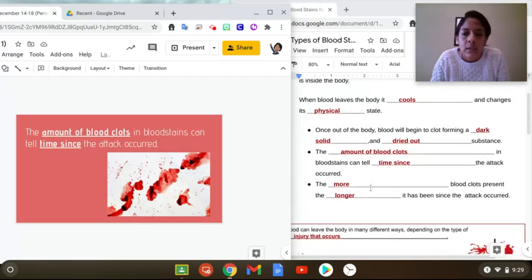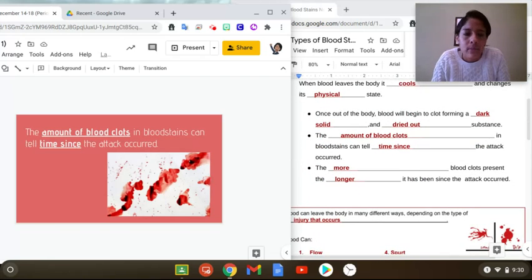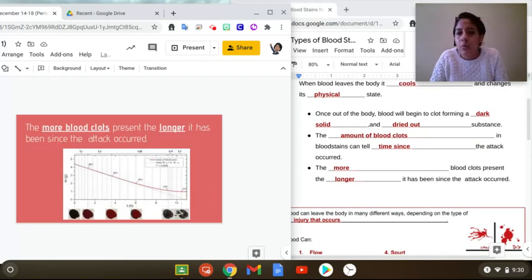Okay, and then the last one in this part here. So the more blood clots present in the blood, the longer it's been since the attack occurred. So we're going to really look at the time based on the coloring of the blood at a crime scene and be able to really get an understanding of what happened and when it happened.